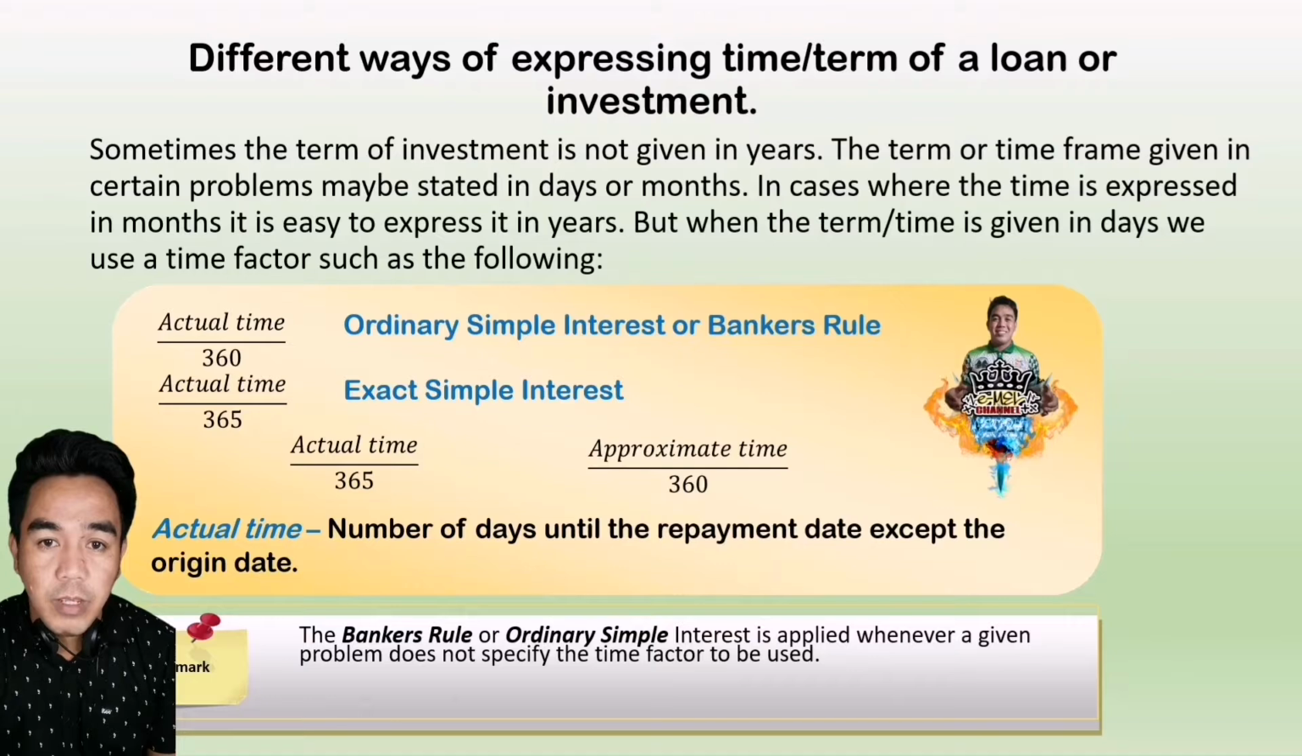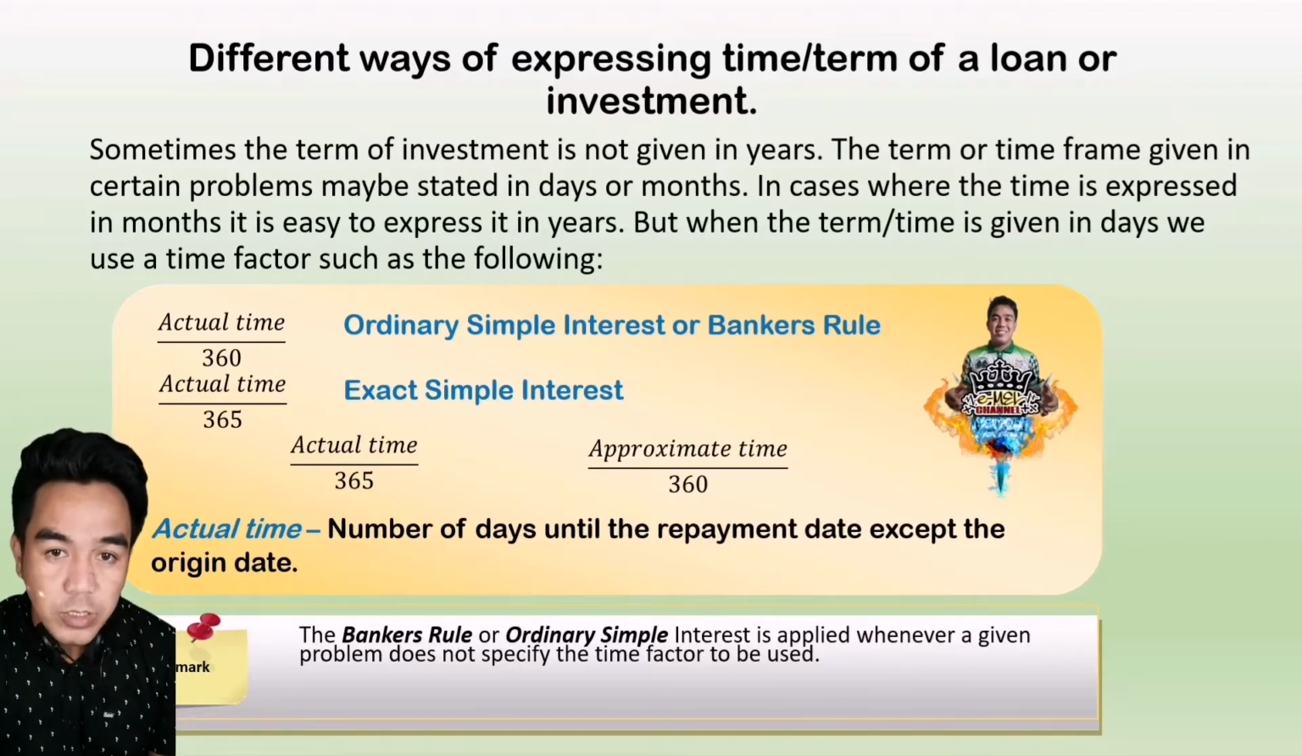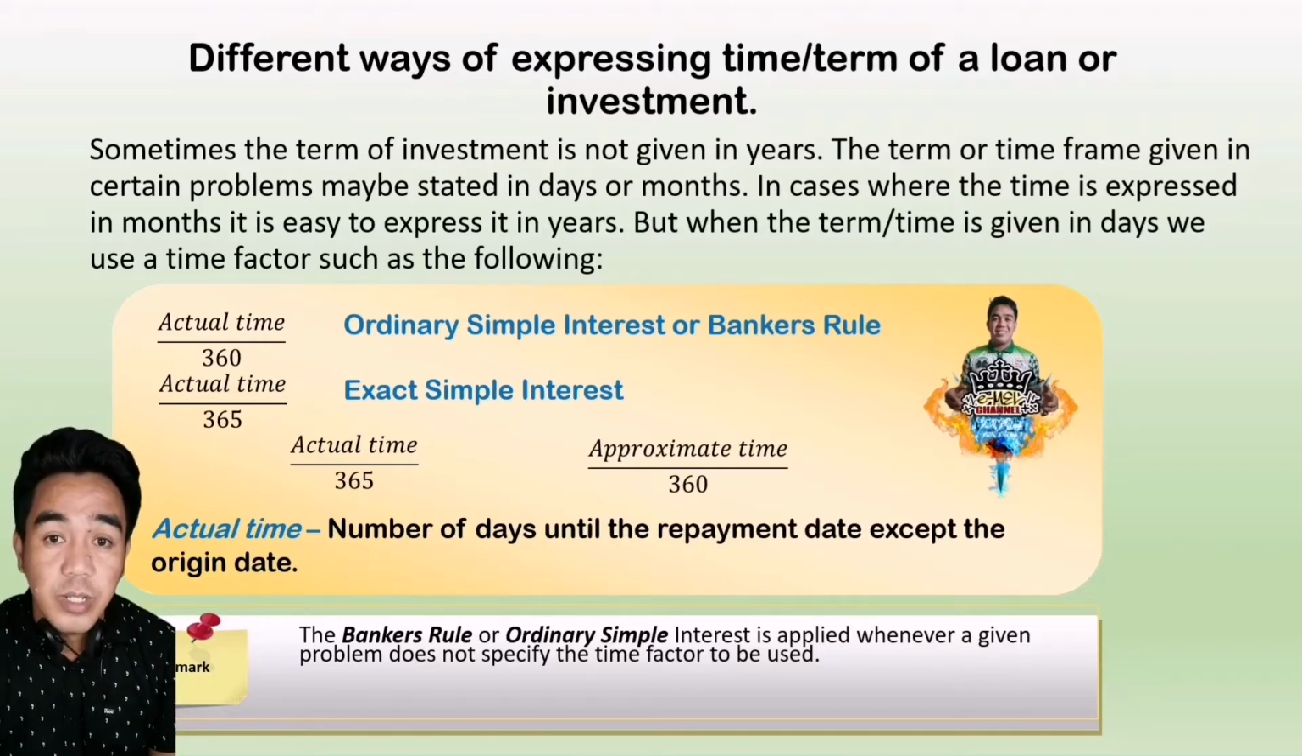Now, in a worded problem, if the actual time was not stated, then we're going to automatically use the Banker's rule or ordinary simple interest. But if the actual time was stated as exact simple interest, then we're going to use the 365 days. So, in short, the Banker's rule or ordinary simple interest has 360 days. Otherwise, it is exact simple interest that has 365 days.